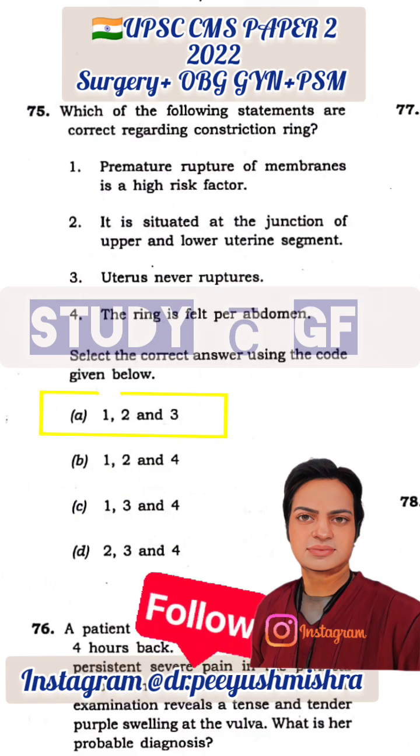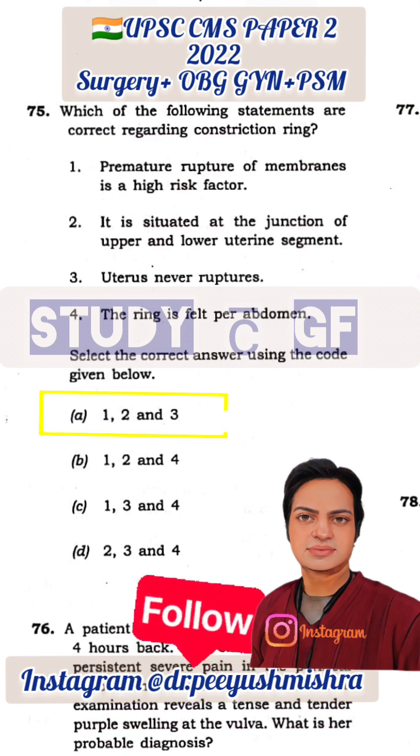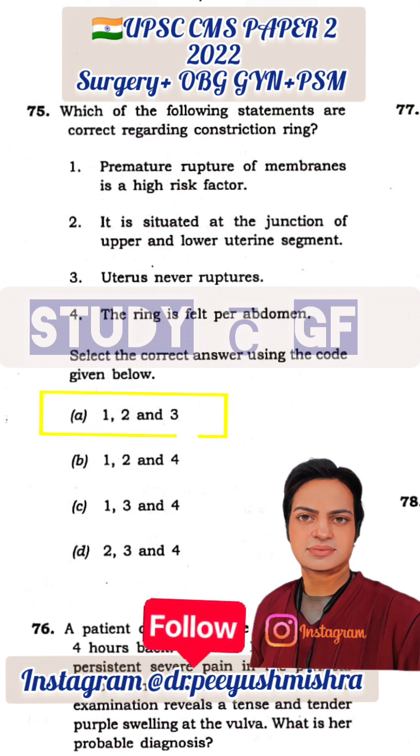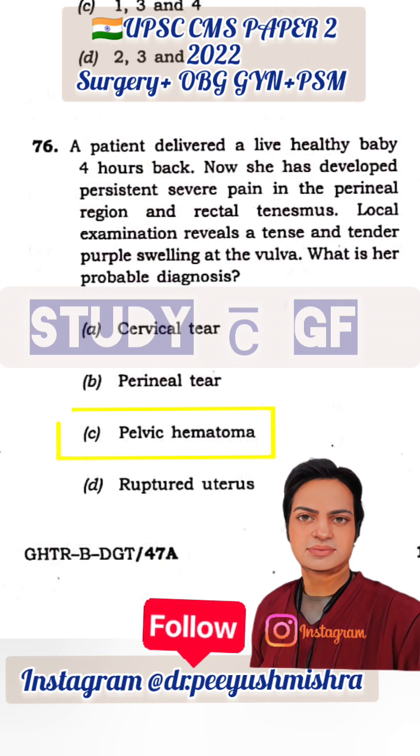Which of the following statements are correct regarding constriction ring? Premature rupture of membranes is a high risk factor. It is situated at the junction of upper and lower uterine segment. Uterus never ruptured.